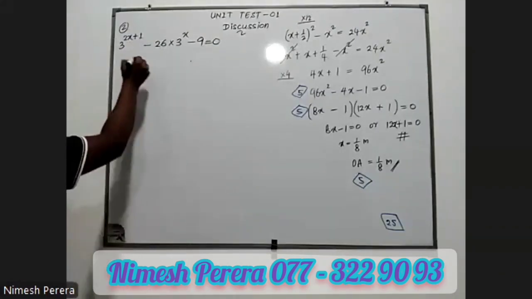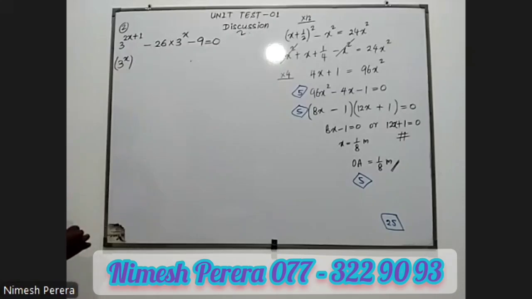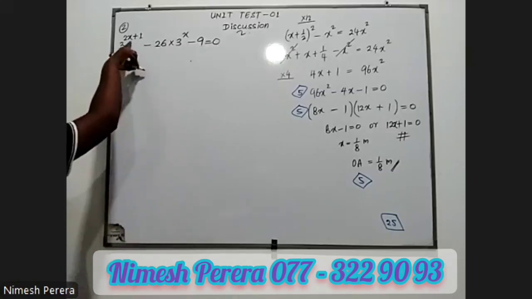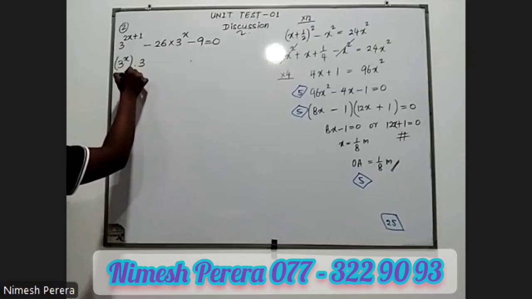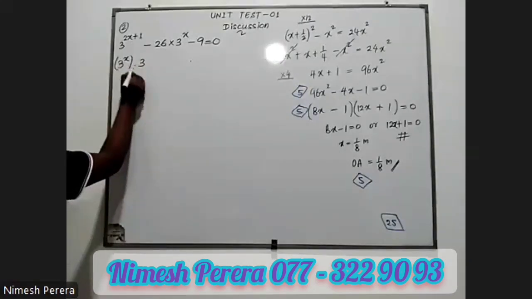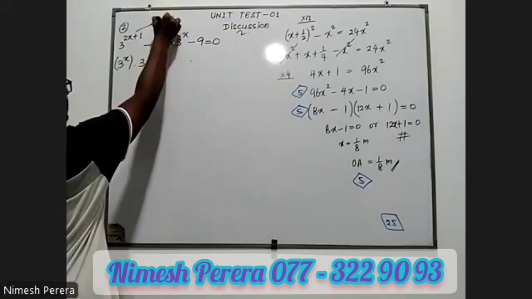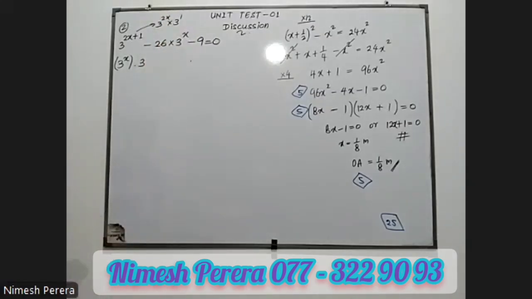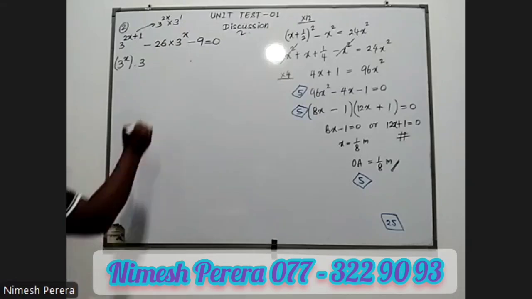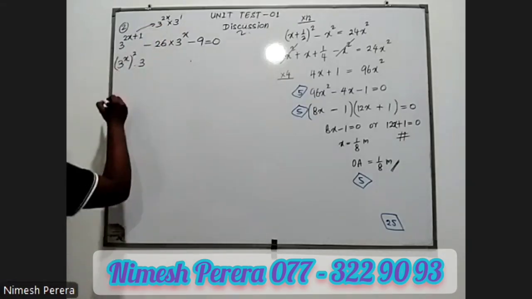The technique that we have to use is we have to separate 3 to the power x from the equation. Here we have 3 to the power 2x plus 1. That is 3 to the power 2x into 3 to the power 1. But in the same step, I'm going to write 3 to the power 2x like this, 3 to the power x to the power 2.